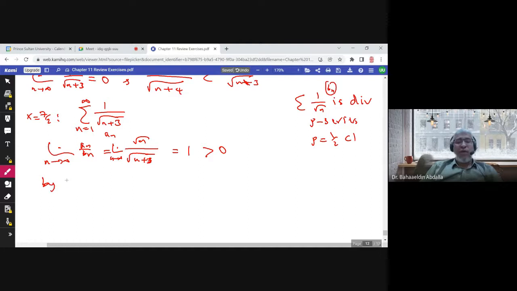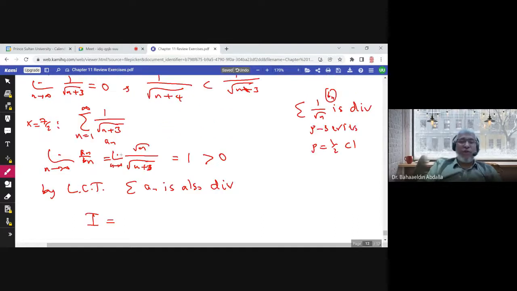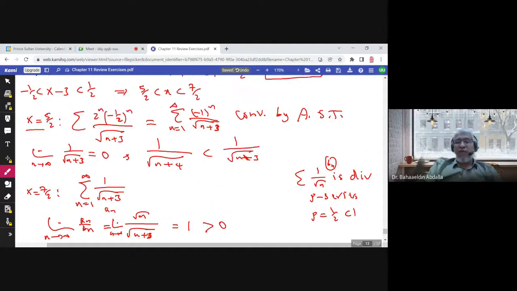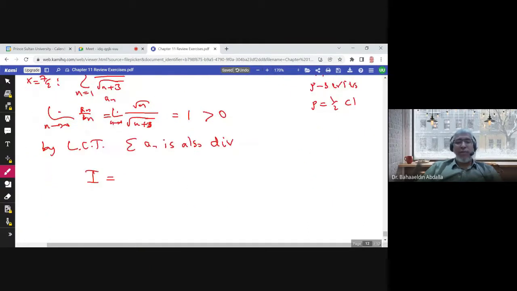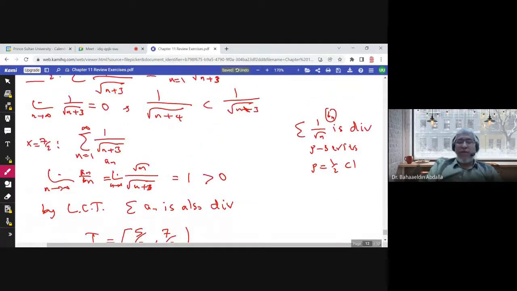So by limit comparison test, summation an is also divergent. So the interval of convergence would be when x is 5 over 2, it is convergent. But when x is 7 over 2, it is not convergent. And that's the end.